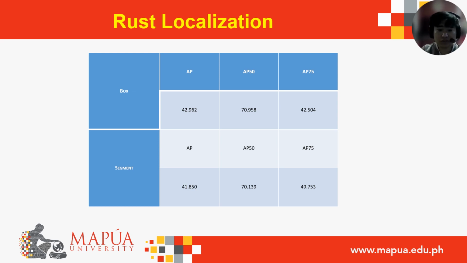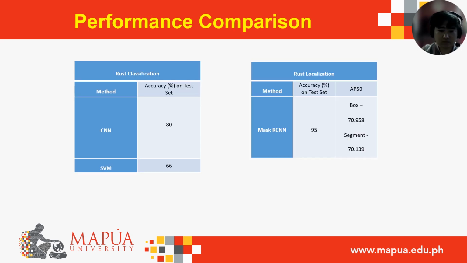The results show that at an IOU or intersection over union threshold of 50%, rust can be located by the Mask RCNN model with significant performance. We have also compared this to a previous study, and it shows that the results for CNN have better classification, while Mask RCNN performs sufficiently for localization.